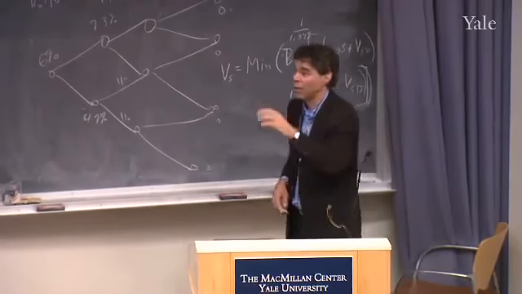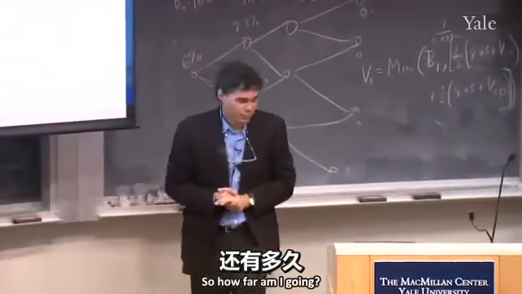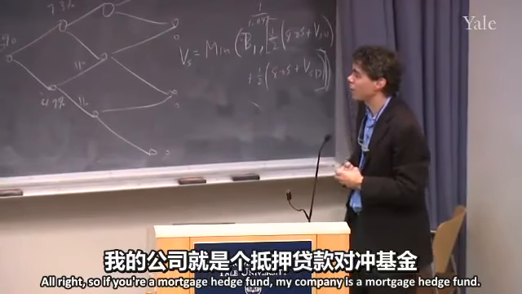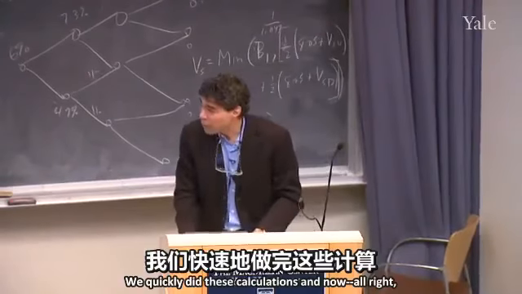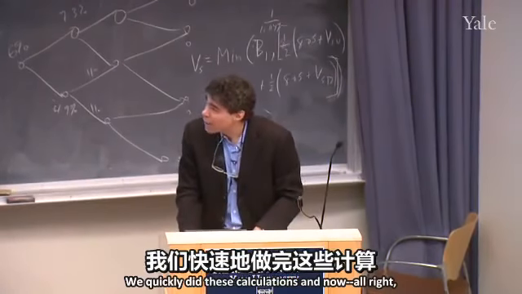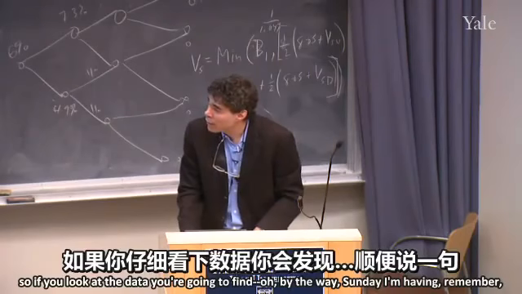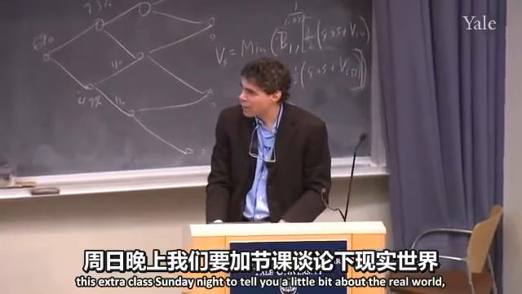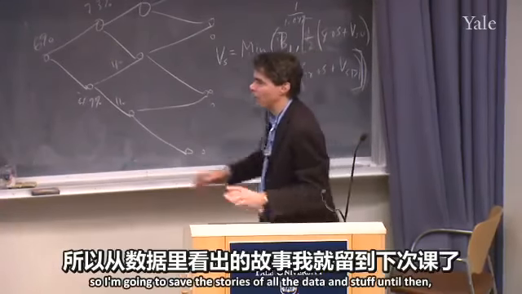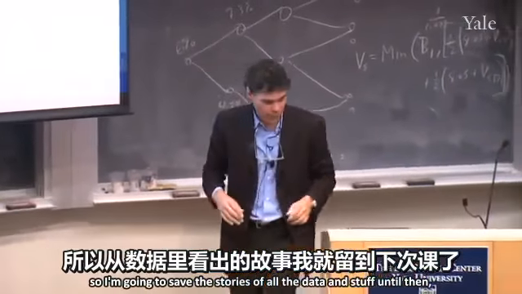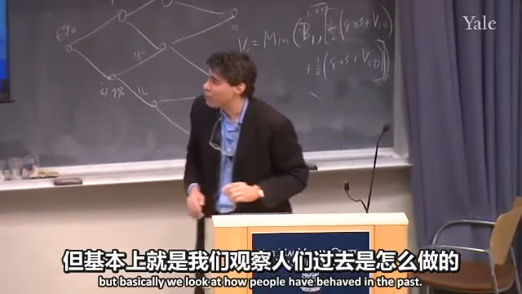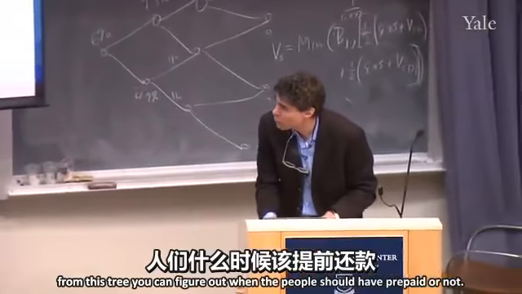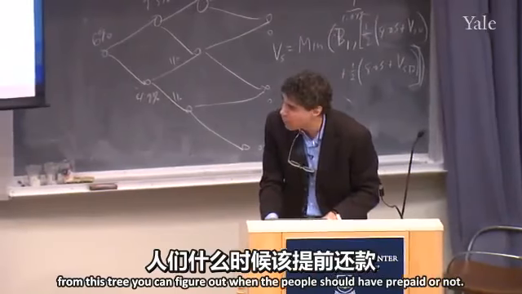So if you're a mortgage hedge fund, my company is a mortgage hedge fund, that's what we started out with. We quickly did these calculations, and now if you look at the data, you're going to find, oh, by the way, Sunday I'm having this extra class Sunday night to tell you a little bit about the real world. So I'm going to save the stories of all the data and stuff till then. But basically, we look at how people have behaved in the past. So we're doing this tree, and from this tree, you can figure out when the people should have prepaid or not.